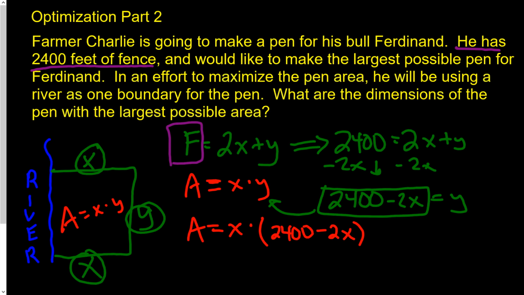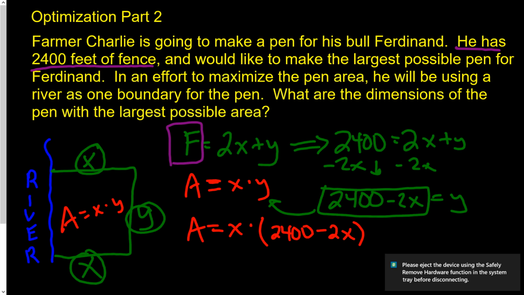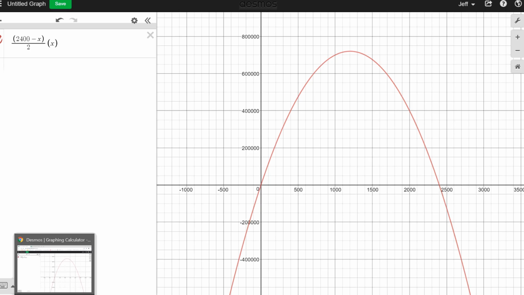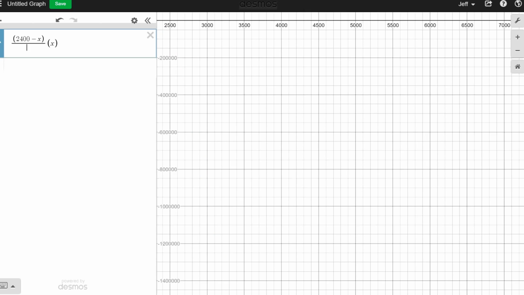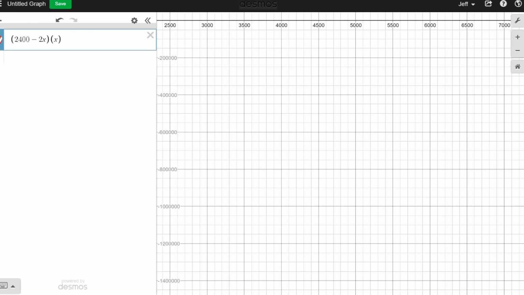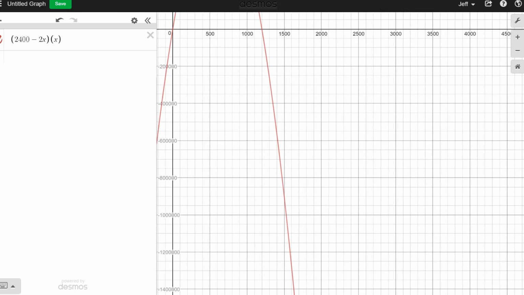So this is what I'm going to type into my calculator. I'm going to use decimals to help me out with this. And I already plugged it into Desmos, but now I'm realizing that I plugged it in incorrectly. I put 2,400 minus x divided by 2. I have my equation slightly off here. So it was 2,400 minus 2x, if I recall correctly. Yep, 2,400 minus 2x times x. Let's go back to Desmos. I'm going to have to do a little bit of zooming to figure out where this thing is.